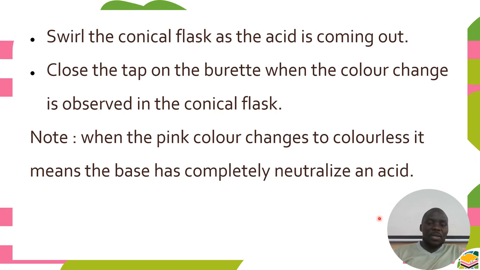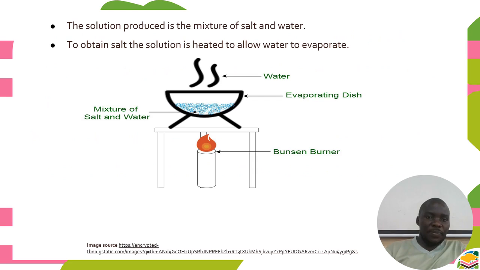So it means in that particular conical flask, you have salt and water. So we can also obtain salt from that mixture. We can just use the evaporation method, where we are going to pour the solution in an evaporating dish. Then we have a source of heat here. When you heat, the water evaporates, and we're going to remain with the salt.